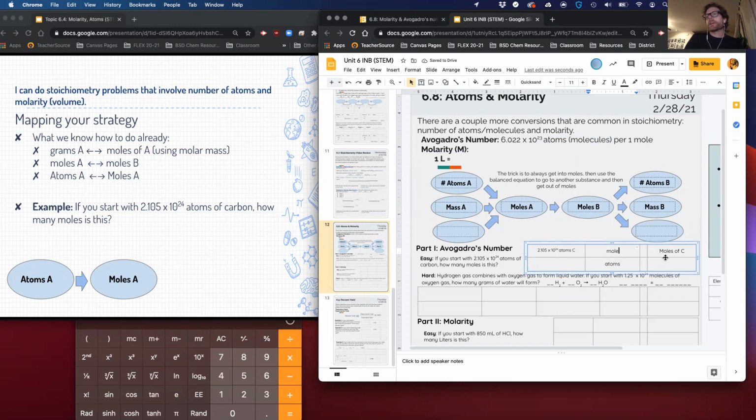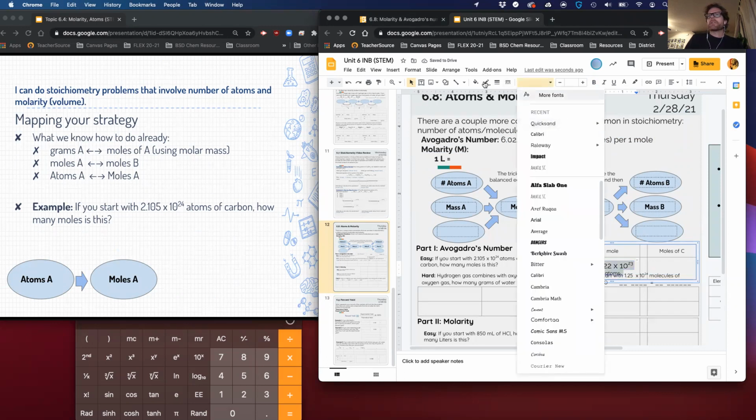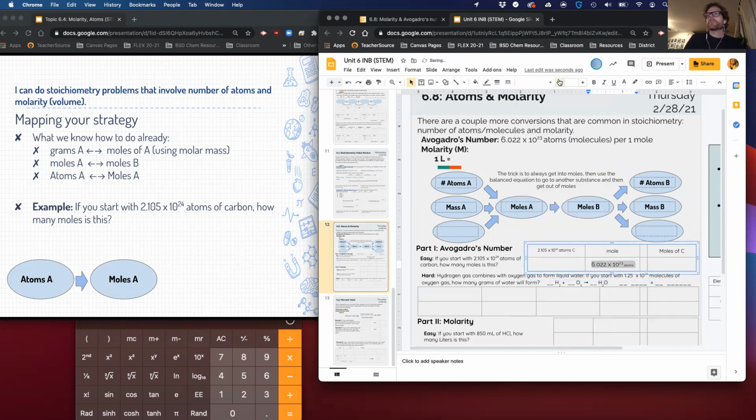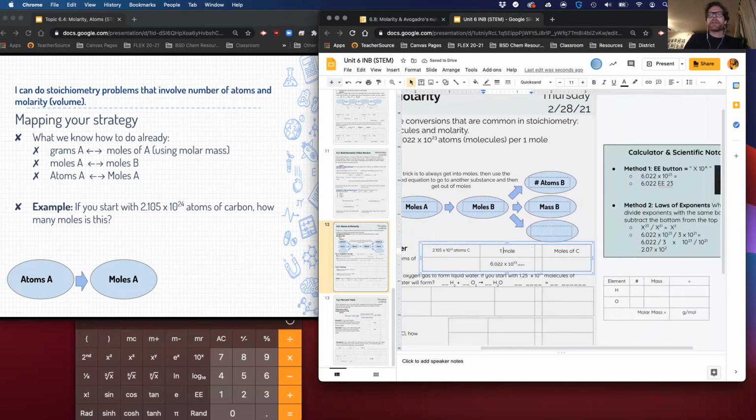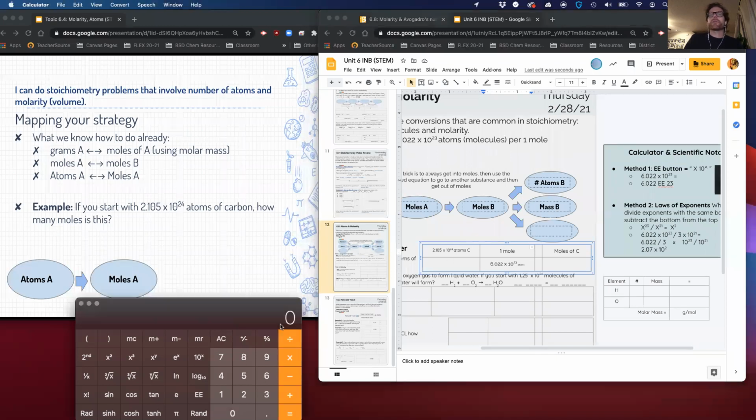Now I can leave carbon here because carbon's going to stay. So the number is 6.022 times 10 to the 23rd. So I'll take that number right here and I'll paste it right in here, except I'll make it a bit smaller, like that, for every 1 mole. Now we get to a part where we have to do a bit of math. So there's 2 ways to do this scientific notation. Okay, I'm going to show you the first one real quick. So basically what I want to do is the math part of this, which is 2.105 times 10 to the 24th times 1 and then divided by this.